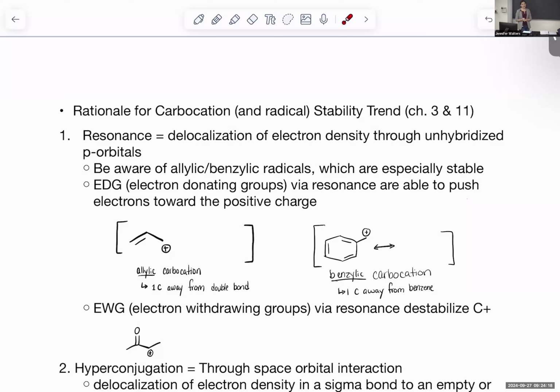So for the carbocations, the greatest, strongest factor that stabilizes your carbocation is resonance. Yay, our old friend resonance. That delocalization of electron density through unhybridized p orbitals. That is what is making it more stable to be allylic and benzylic. So allylic and benzylic are more stable than aliphatic because they get resonance. And then benzylic is more stable than allylic because it gets more resonance. The more resonance you have, the more stable you are.